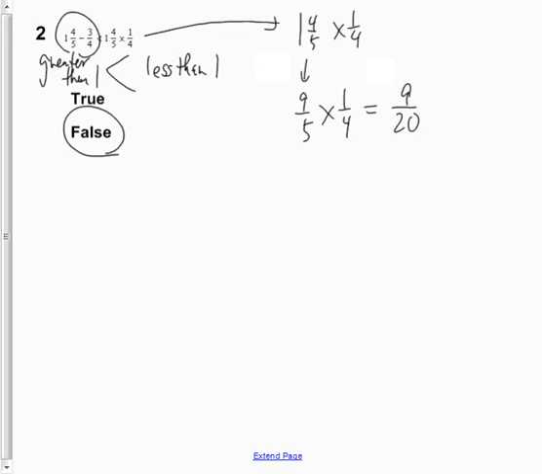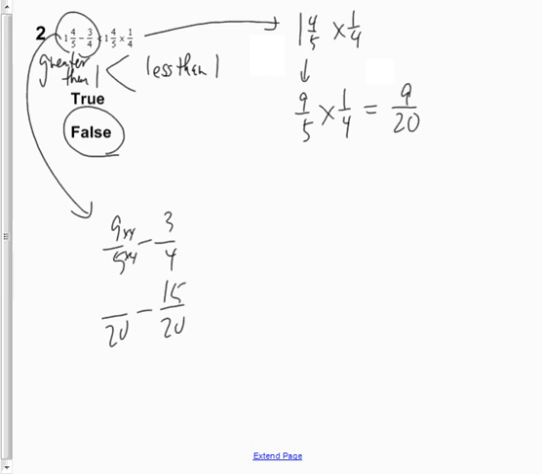Now, if you actually worked out this question here, you would have 9/5 take away 3/4, which is common denominator, multiplied by 4. Multiplied by 4 is 36/20 take away 15/20, which is 21/20, which is 1 1/20. So yeah, this one is not greater, so it's false.